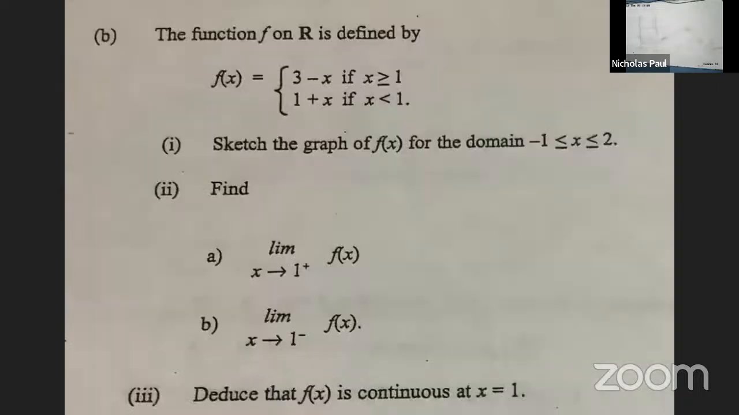Try that there for me. Try part B. I'm giving you a few minutes and you'll message what you got for part 2, A and B, and part 3.